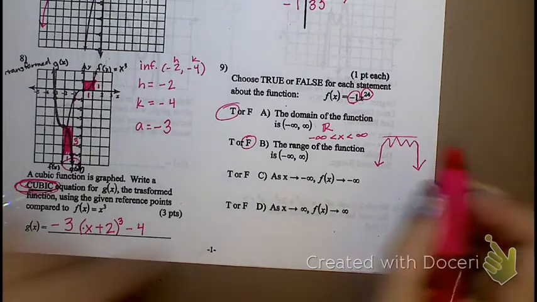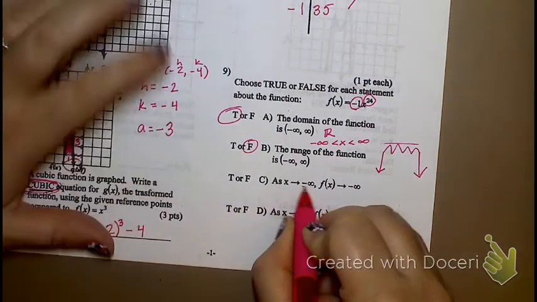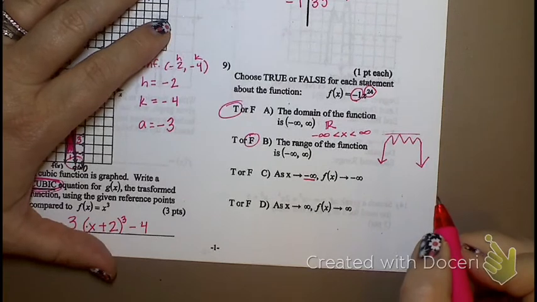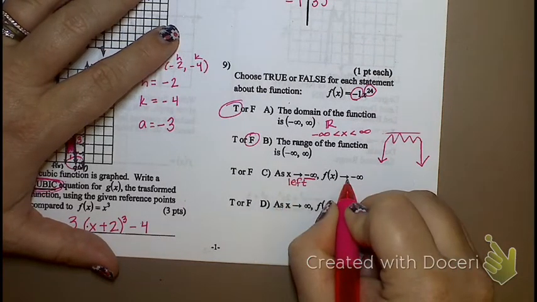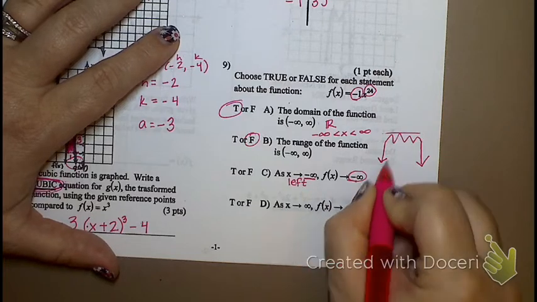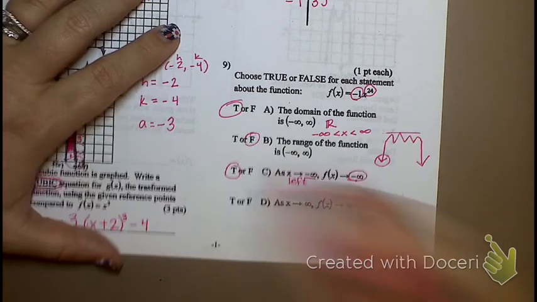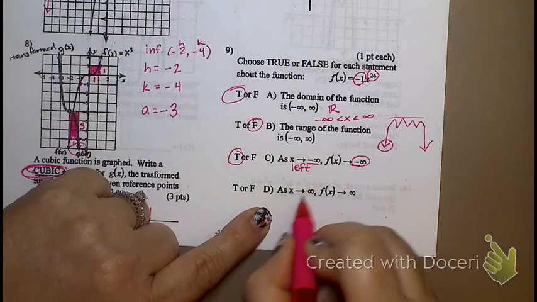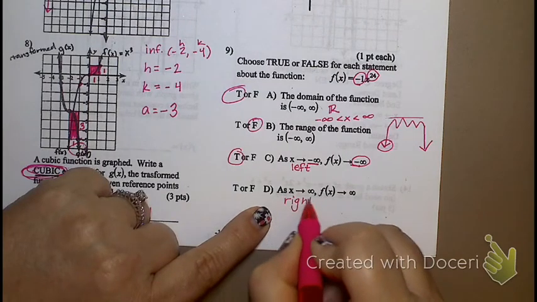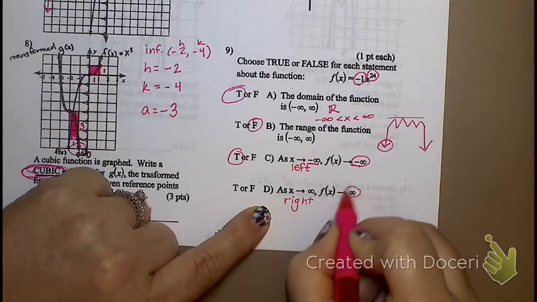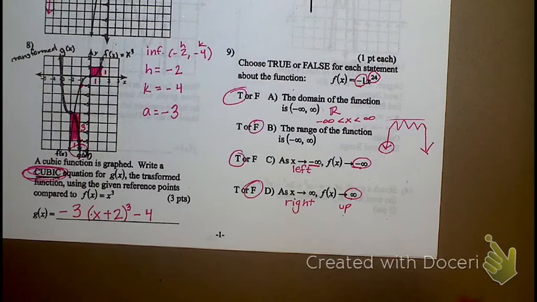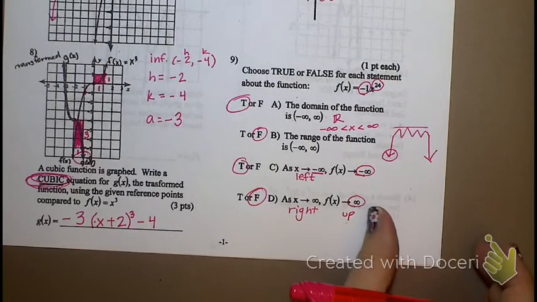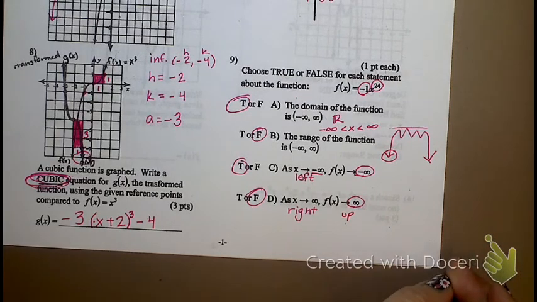All right, end behavior. As x approaches -infinity, what side of the graph is that talking about, left or right? That's the left side. Is my graph going down? Yes. As x approaches +infinity, that would be the right side. Is it going up? Nope. Okay, questions? Ready to turn the page?